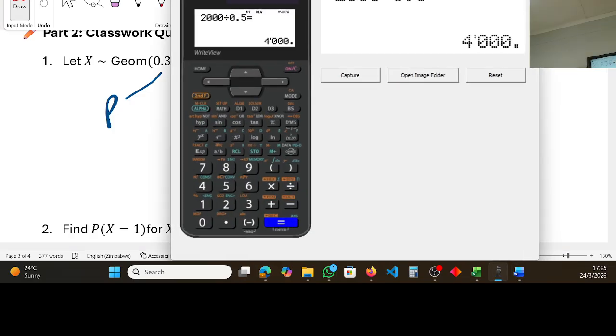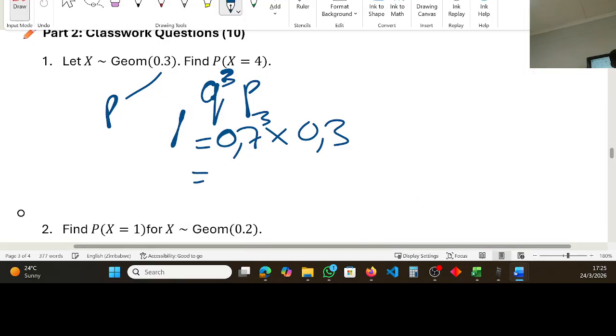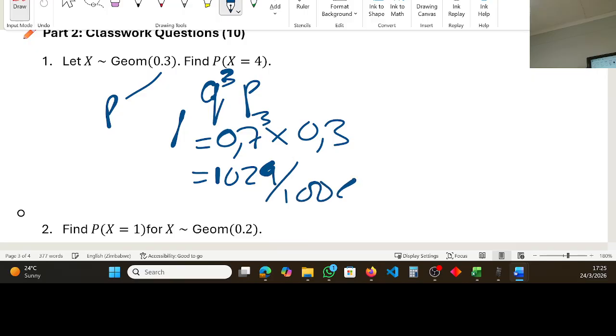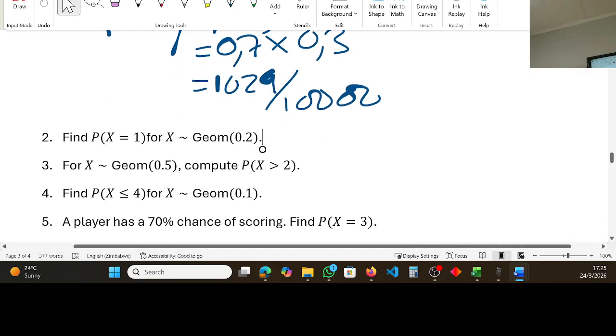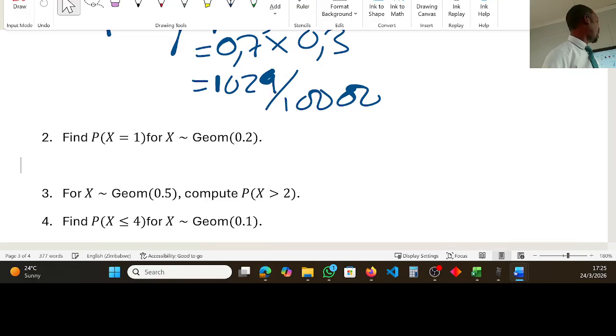Let's have a look at what we have on our calculator. 0.7 to the power 3, then multiplied by 0.3. Our result is 1029 over 10,000. So this is 1029 over 10,000.